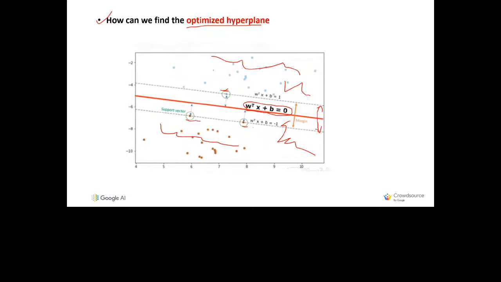All right, so this is category A or category B, we could say. Depending upon the values that you get from the equation of the hyperplane, we could say that this belongs to group A or group B. All right, so we've answered both these questions: how to find the optimized hyperplane and how to transform the data.